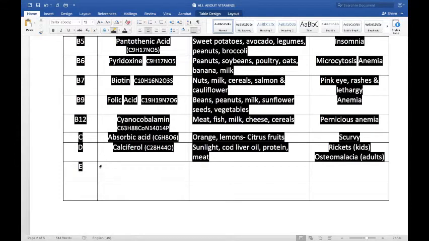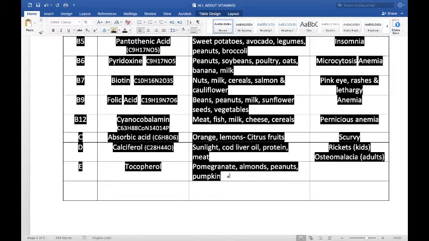Next, moving on to vitamin E. Now, vitamin E is known as tocopherol. Tocopherol can be found in pomegranate, almonds, peanuts, pumpkin. A lack of vitamin E can cause hemolytic anemia. Now, in this type of anemia, the red blood cells are more susceptible to ruptures. So this type of anemia causes a lot of red blood cells to rupture abnormally.